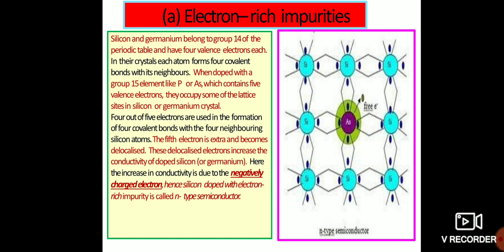As one extra electron is present, which is negatively charged, silicon doped with an electron-rich impurity is called an N-type semiconductor. You can see in the diagram, one free electron is there.